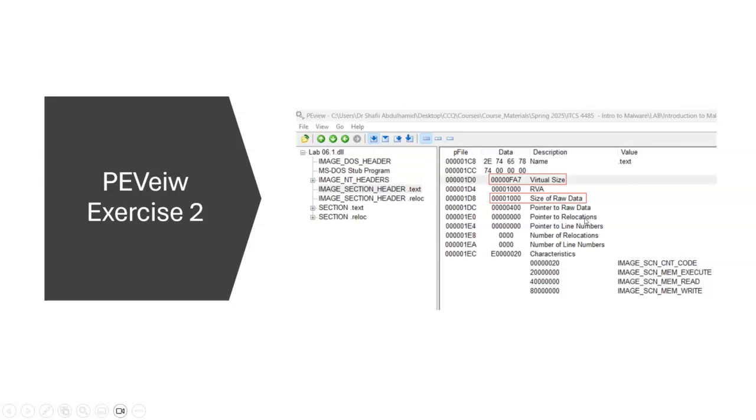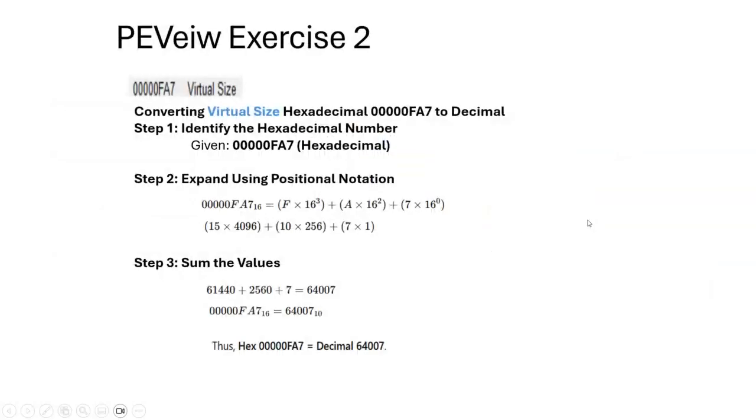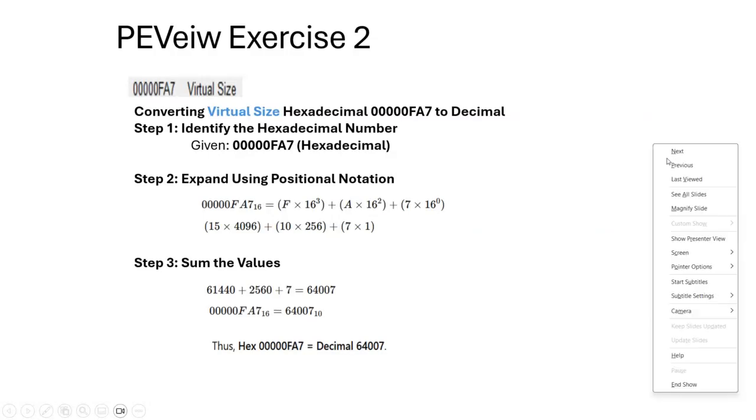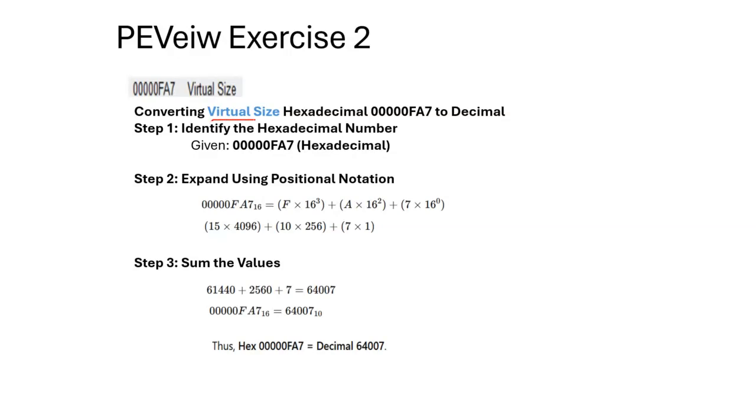Okay, so we take the same steps that we took in the previous one. So this is the virtual size, FA7. The virtual size is 0000 0FA7. Okay, so this is in the hexadecimal format. So this position will be 0, this will be 1, and this will be 2.